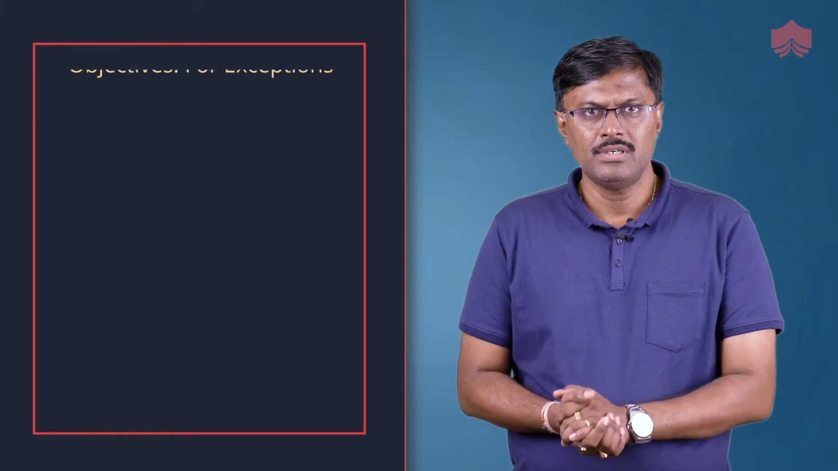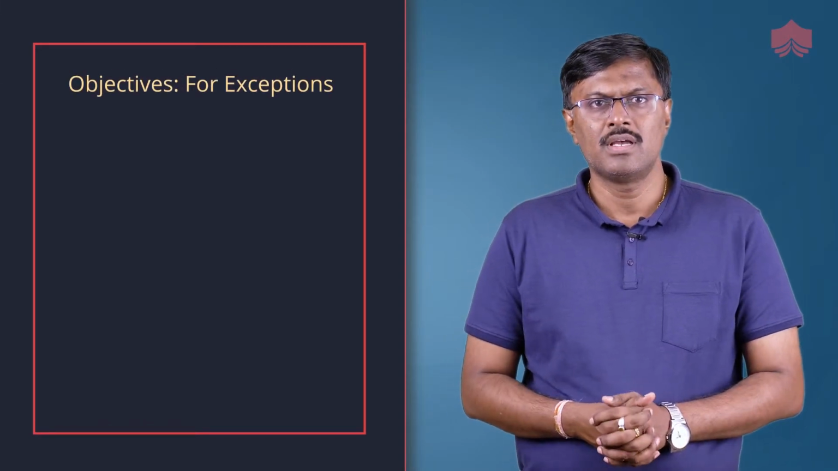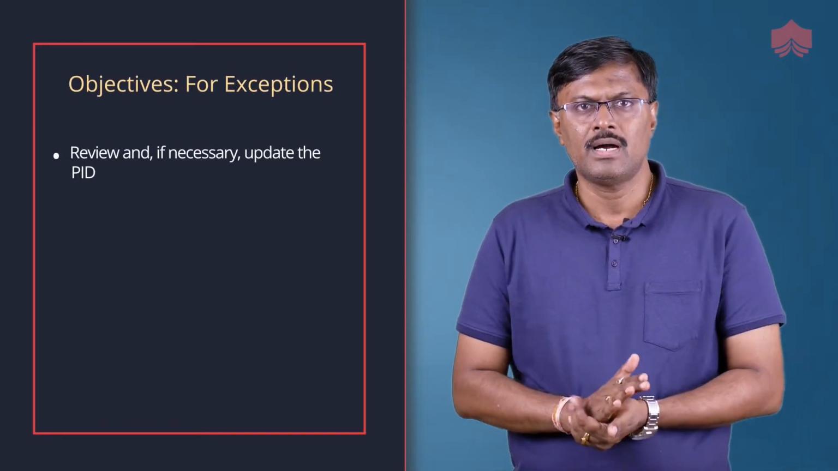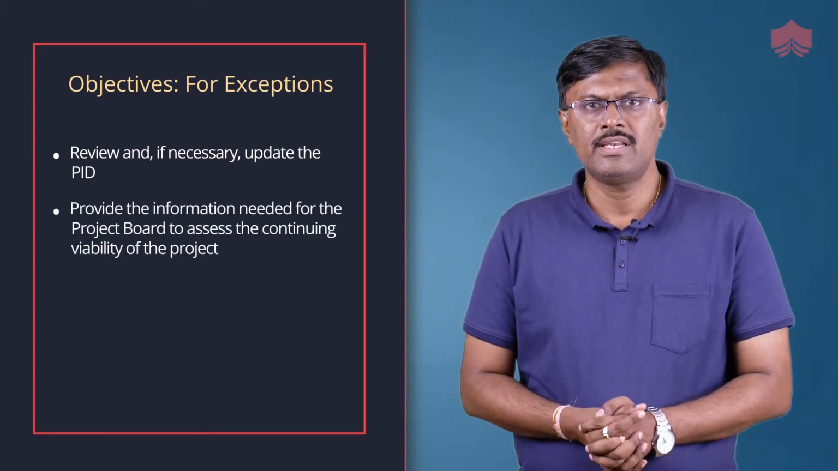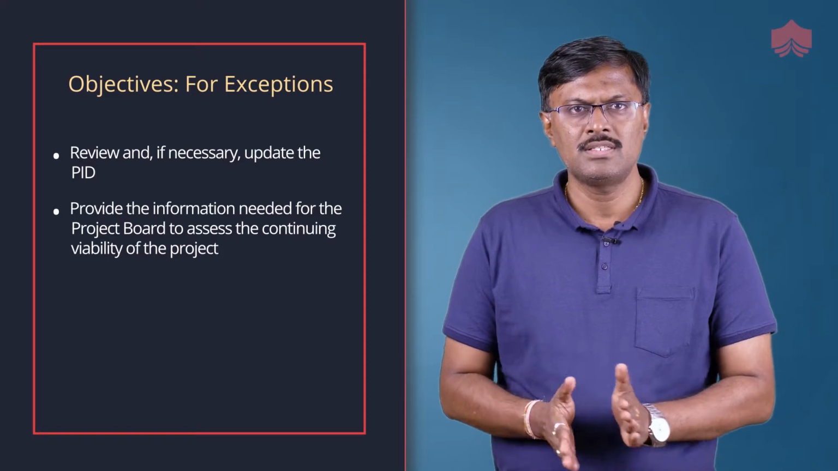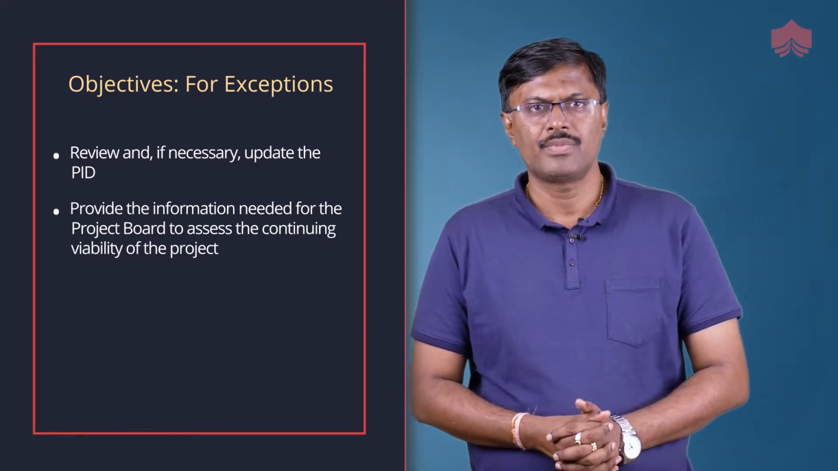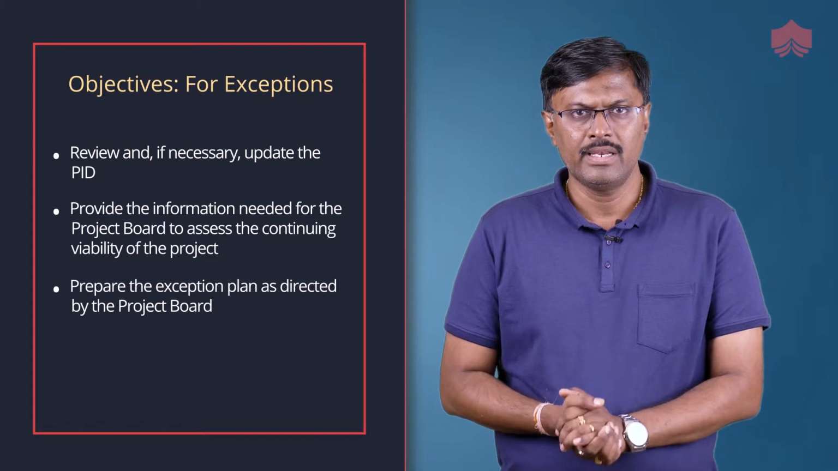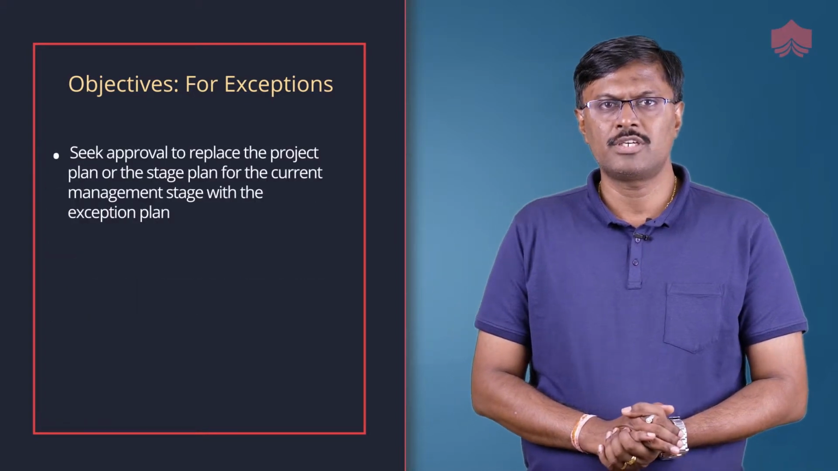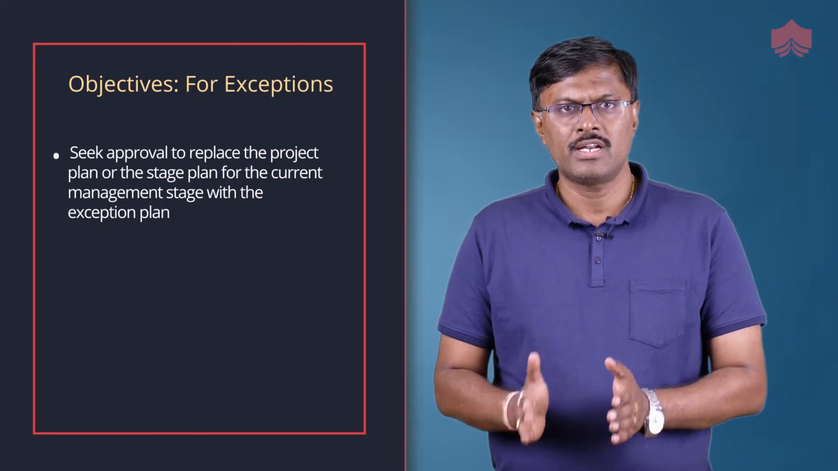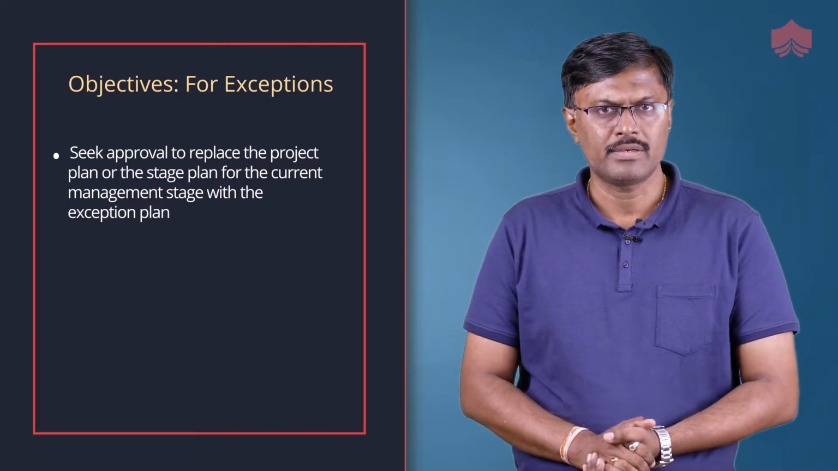So, during an exception, managing a stage boundary process reviews and, if necessary, updates the PID, provides the information needed for the project board to assess the continuing viability of the project, prepares an exception plan as directed by the project board, and seeks approval to replace the project plan or stage plan for the current management stage with the exception plan.